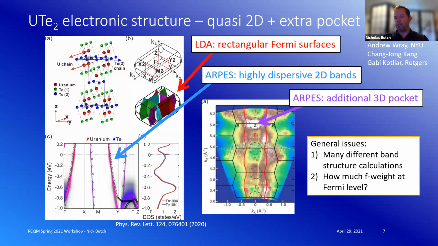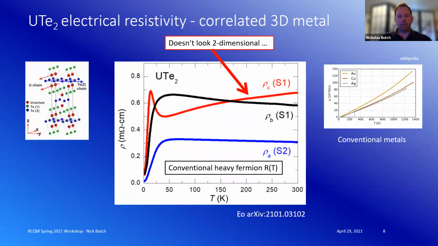So we know that they have these dispersive bands. The question is, at low temperatures, where is the f weight? And we expect, for example, that we would have a renormalized band structure based on things that I'm going to show you soon. So that's an open experimental question.